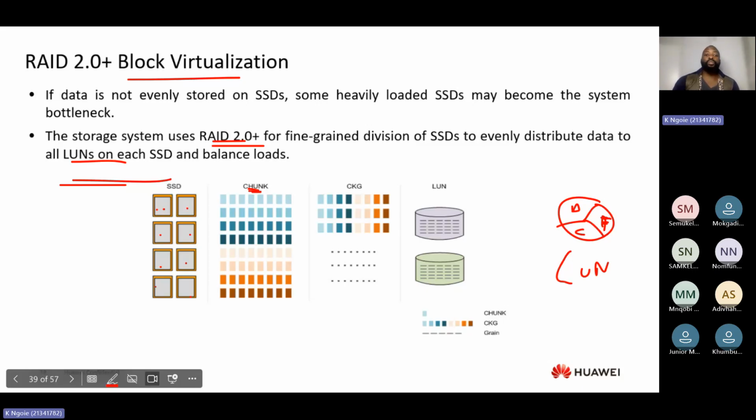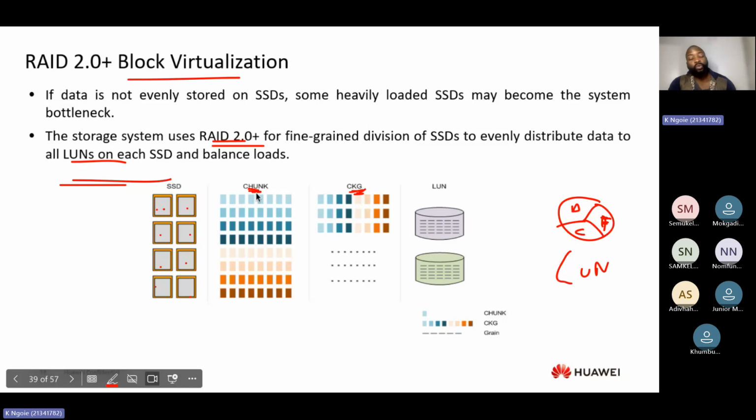Okay. So now these CKs can be divided into, and then the group of these CKs here, remember these chunks here. If we take those chunks, we form a certain group of them from different disks in a certain policy, like RAID 5, RAID 6. We're going to create the CKGs. So a CKG is a group of CKs.